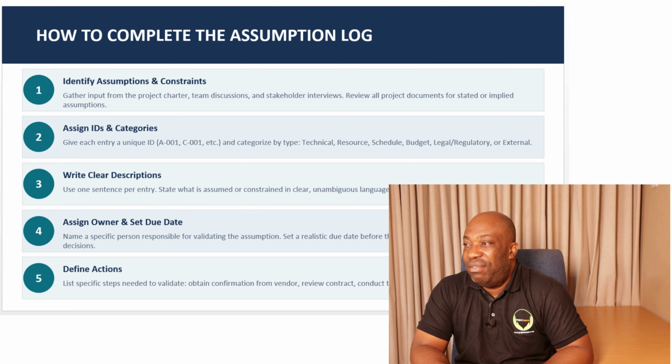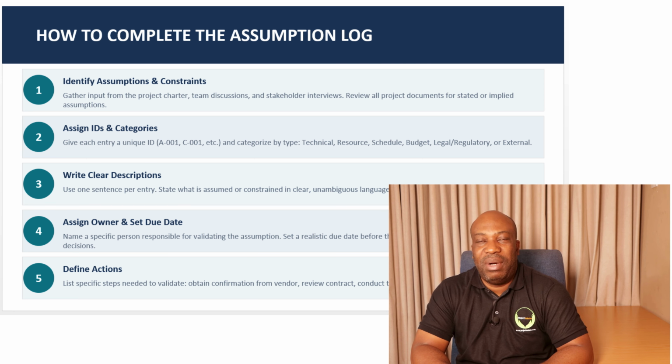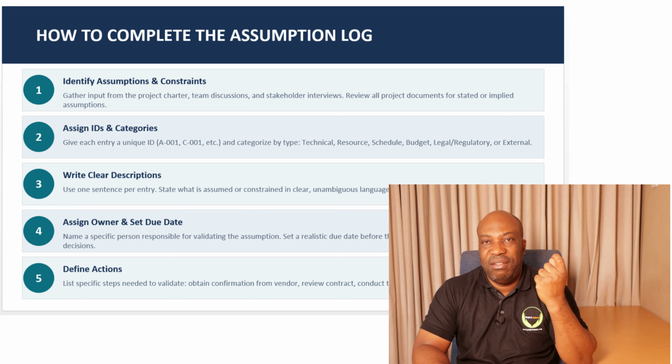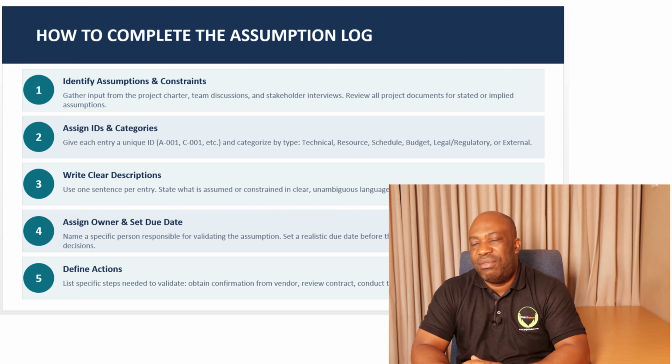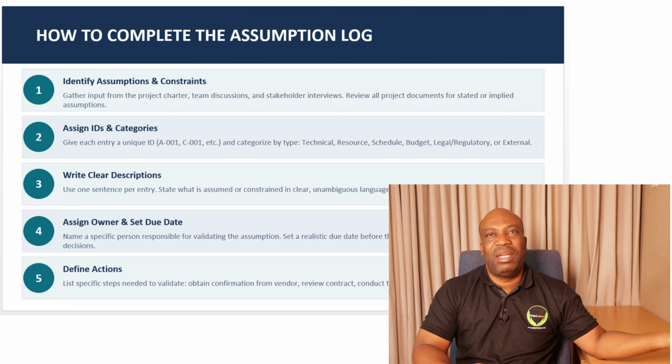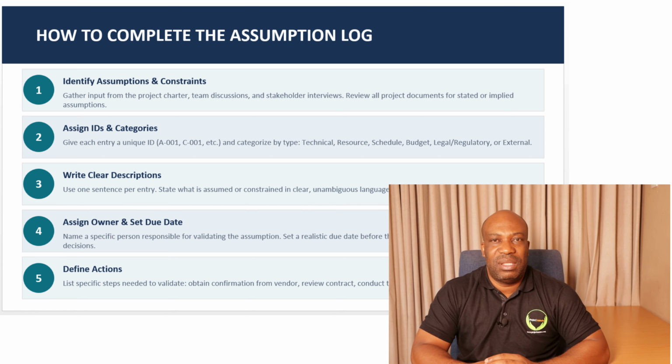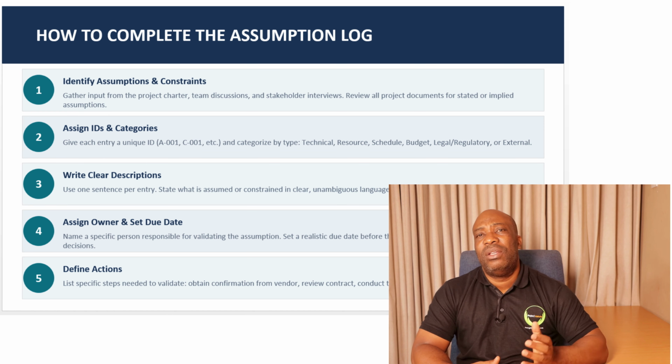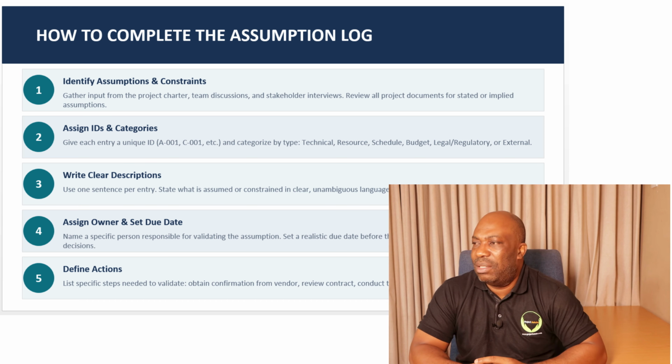So the first step is to identify assumptions and constraints. You need to gather inputs from the project charter, from the team discussions, and also stakeholder interviews. You review all the project documents for stated or implied assumptions. You gather this information from the project charter and other documents that you might have. This could be agreements. Probably the project had some procurement process and there were some agreements or contracts before the project was initiated or approved. So you can even take the assumptions from those particular documents.